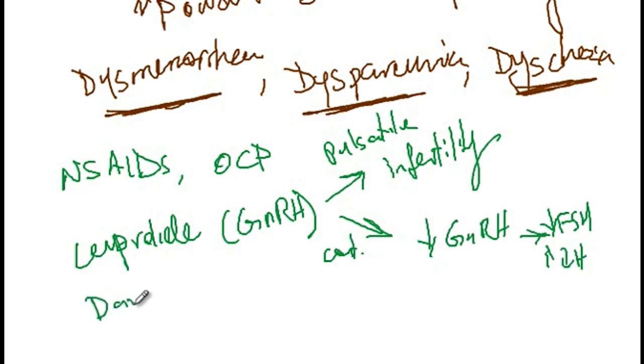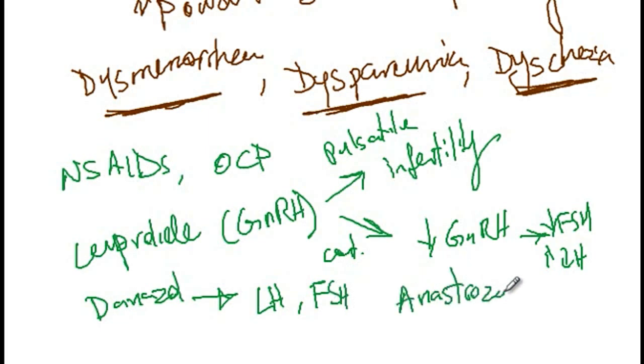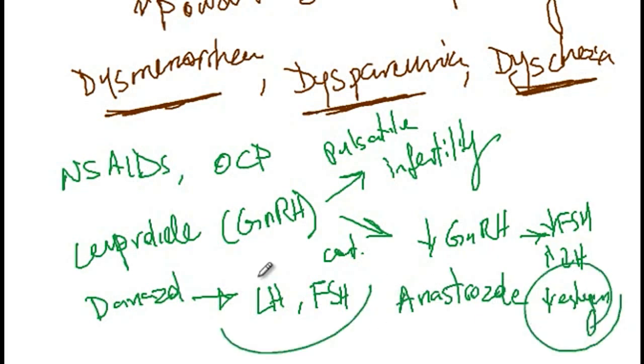You can also provide them with danazol, which is a synthetic androgen that suppresses the luteinizing hormone as well as the FSH. You can finally provide them with anastrozole, which is an aromatase inhibitor that will decrease the level of estrogen. And so by all of these interventions, by decreasing LH, FSH, as well as estrogen, there would be a decreased growth of the endometrial tissue.